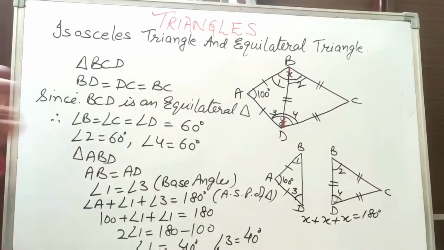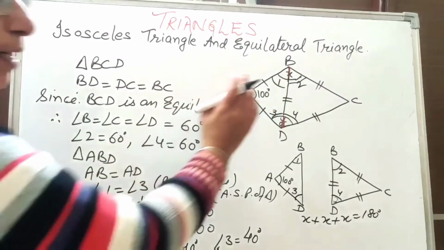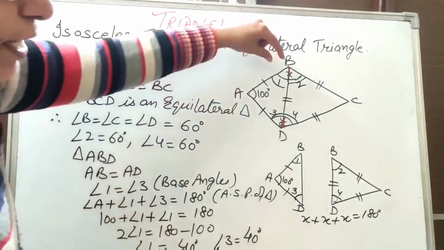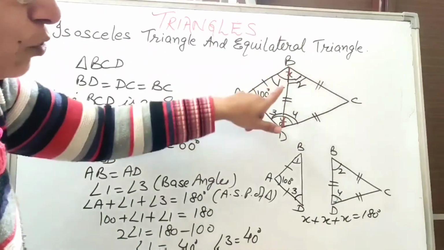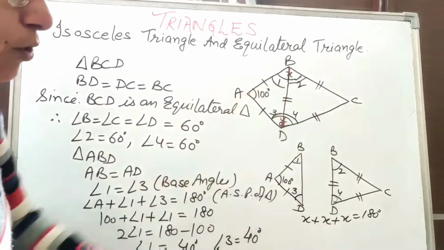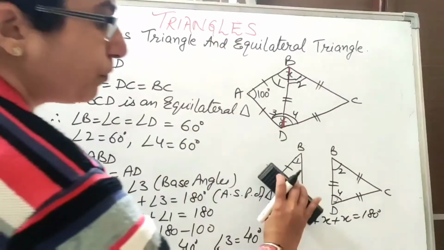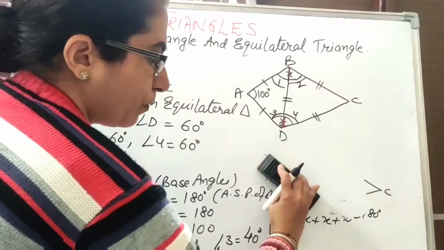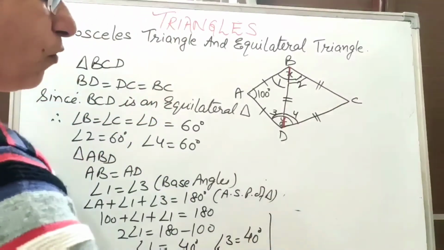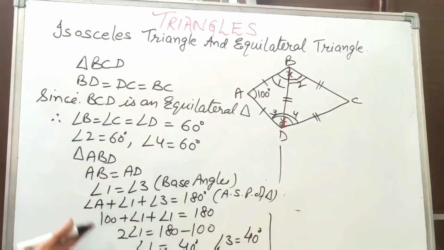Now, we are required to find the value of x. So, student, this x, I have divided into two parts, that is angle 1 and angle 2. That is why we have already found the value of angle 1 and angle 2. So, what was the value of angle 1? Angle 1 was 40.